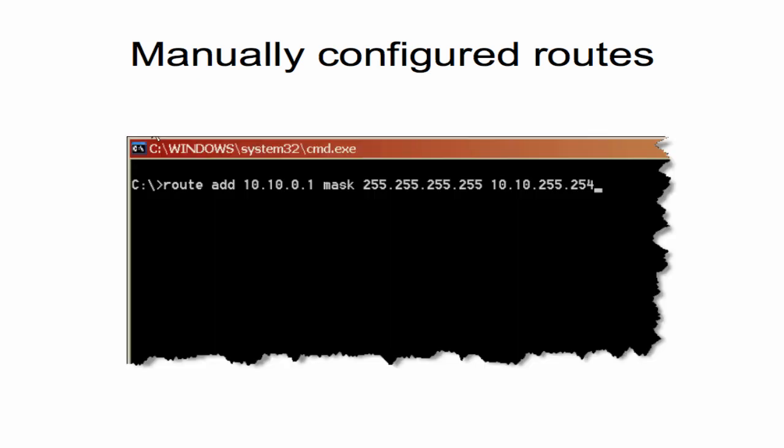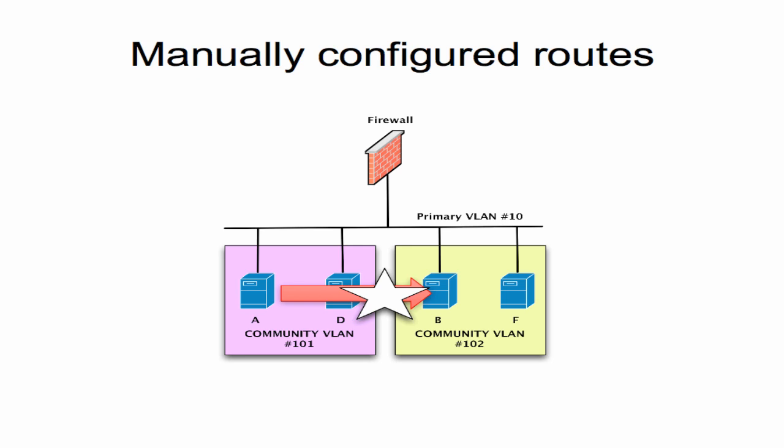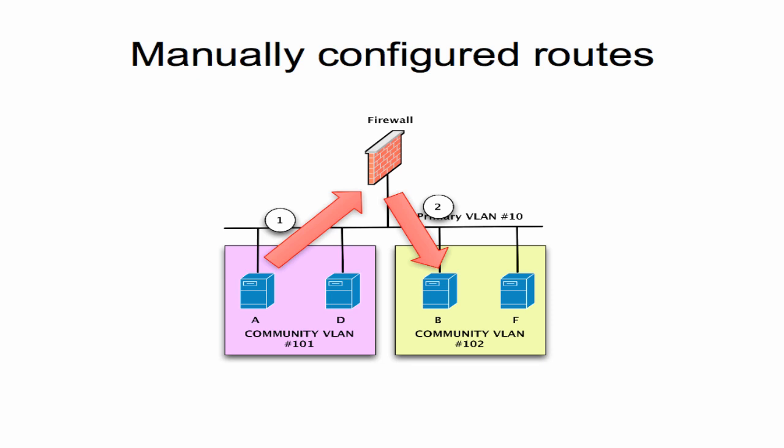To force packets from host A to host B to go through the firewall, a manual route configuration is needed on host A. The static route sets the firewall as the next hop for packets going to host B. After the manual route configuration on host A, packets from host A to host B go through the firewall. And then, if the firewall policy allows, the packet is routed by the firewall to host B. For return communication from host B to host A, we have the same problem and the same manual solution.